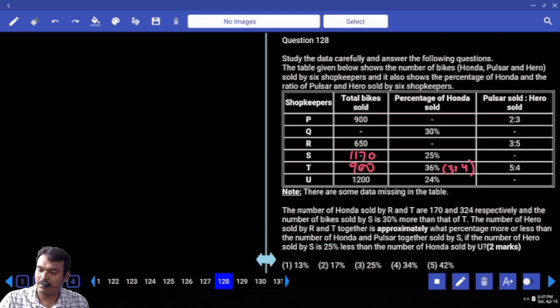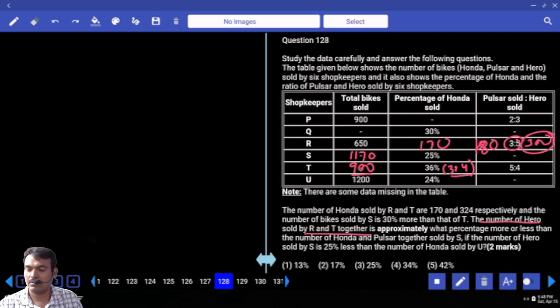R in Honda is how much? 170. 650 minus 170, 480. 480 represents how many parts? 8 parts. Means 3 parts are 180. Next, 5 parts are 300. Next, the number of Heroes sold by R and T. What is the R Hero value? 300. T Hero value means out of 900, 324 completed.